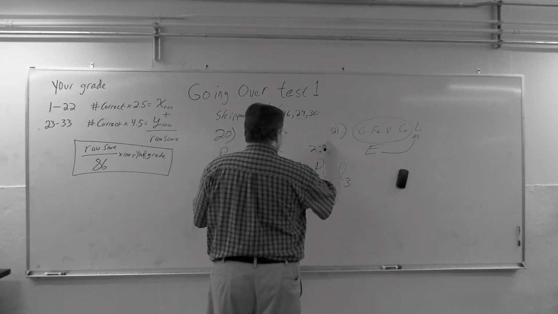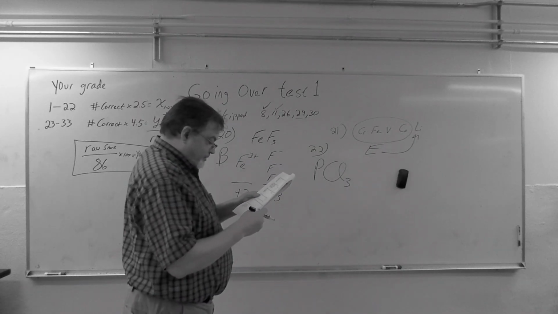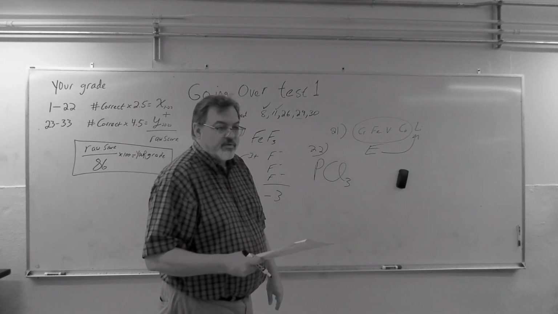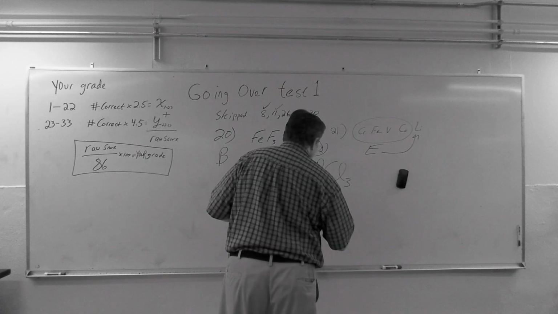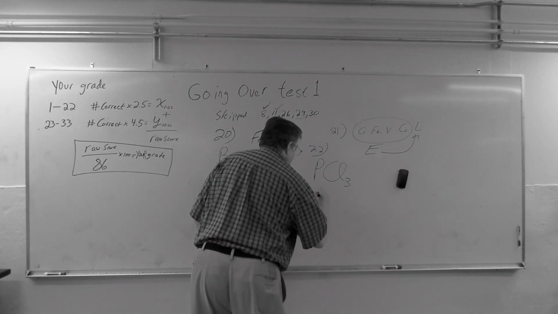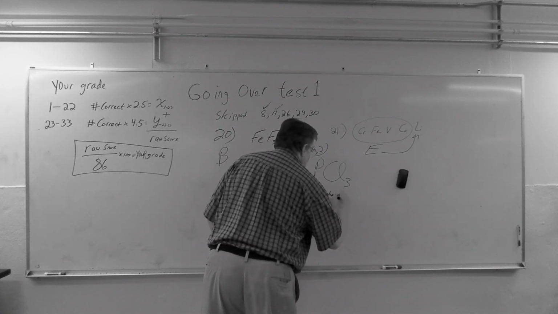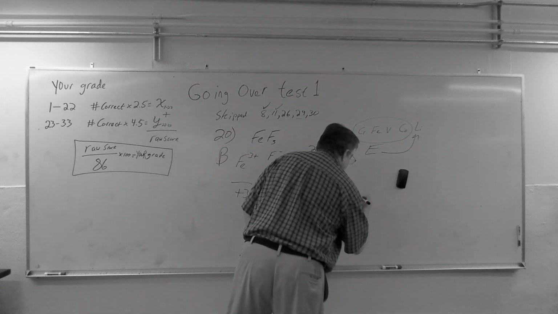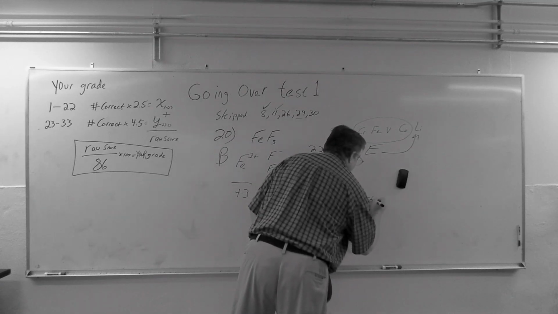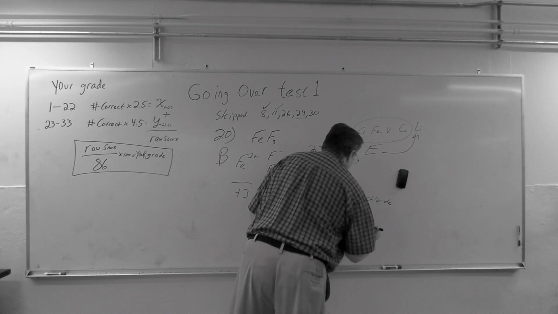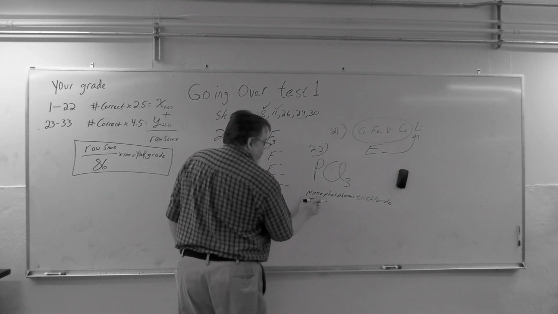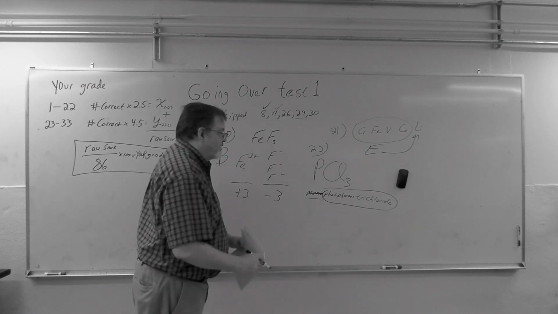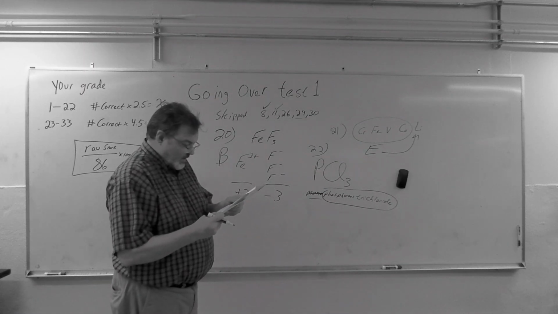This is 22. PCl3, both of these are non-metals. So this is when you use the di, tri, and tetra prefixes. There's 1 P, so monophosphorus. There's 3 chlorines, so trichloride. But when the front one is a mono, you drop that off, and it's phosphorus trichloride, which is D.